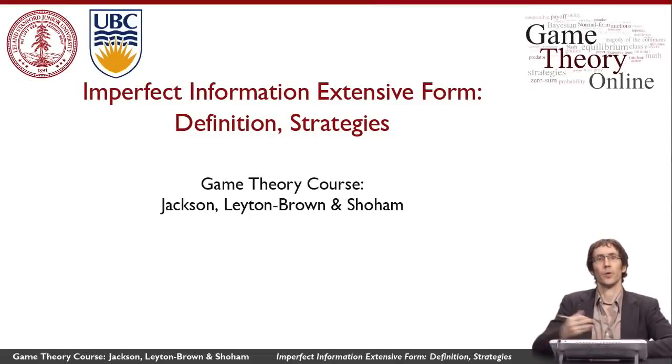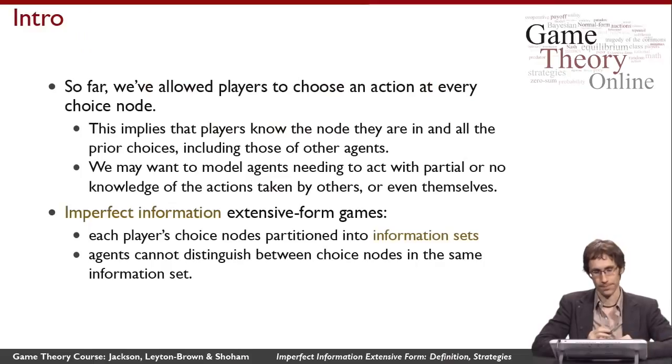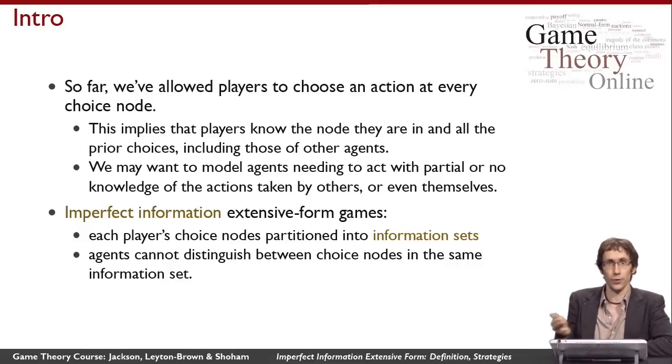In this video, I'm going to tell you about how to define formally the imperfect information extensive form and how to reason about strategies in these games. So in the perfect information extensive form, we have a player take an action at every single choice node in the game. And a consequence of that definition is that we're saying that players know what node they're in all the time. And that means they know the whole history of all of the moves that have happened before in the game. This is reasonable for some games, like chess, where you really do get to see what your opponent does in every different move.